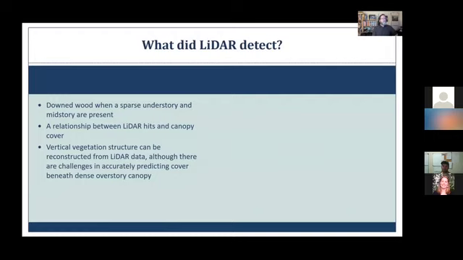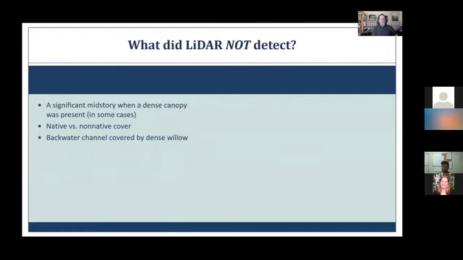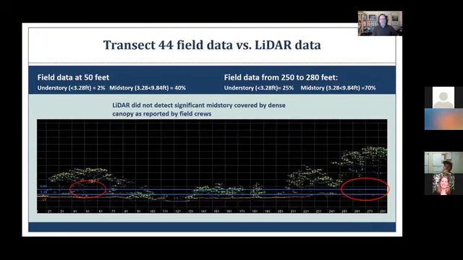Here's just a summary of what we're picking up. And next, here's just a reminder of where the LiDAR was not doing a good job of detecting conditions we were seeing on the ground. In this case, the field observation showed a significant mid-story layer, whereas the LiDAR was not really picking that up well. Same with the backwater channel that was not picked up, apparently because it was covered by a dense willow thicket. And then we weren't able, and didn't expect to be able, to pick up and differentiate native versus non-native cover.